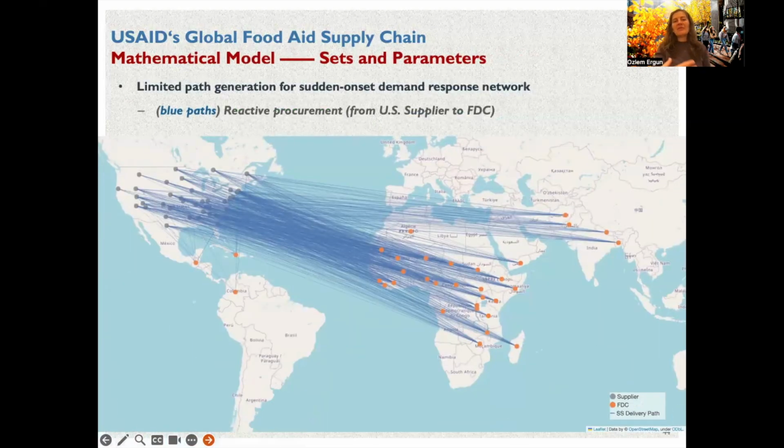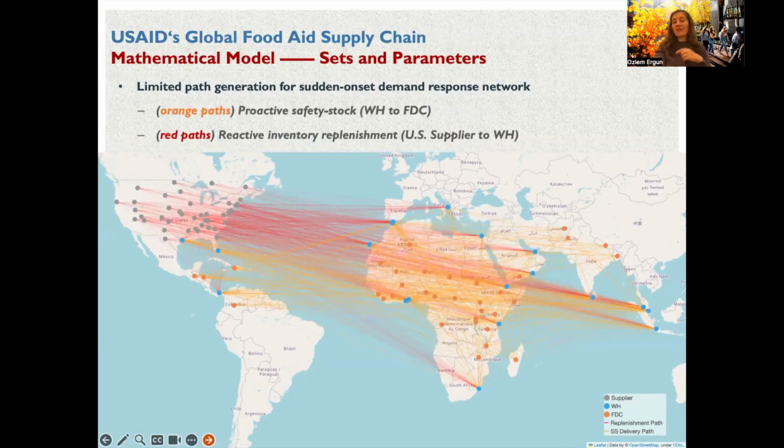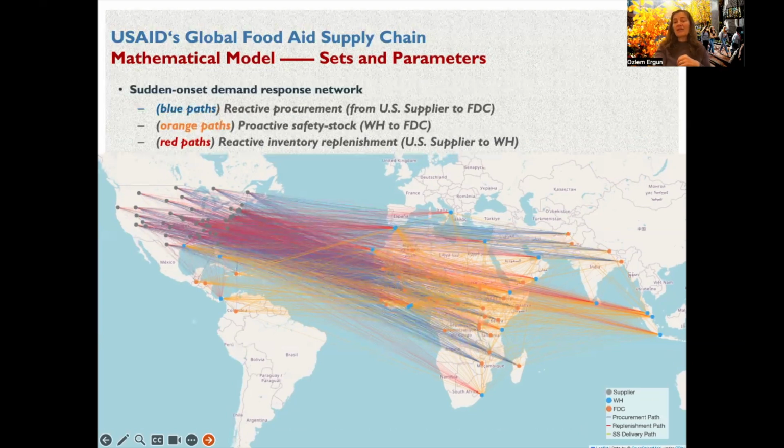So one of the biggest challenges on the modeling part was making sure that we could implement the constraints when responding to sudden onset events, because in sudden onset events, we do not want to reveal what would be happening in the future in the model. To do that, we did limited path generations for reactive procurement, for proactive usage of safety stocks, and then reactive inventory replenishment to replenish whatever we have used in the safety stocks that we had in our warehouses.